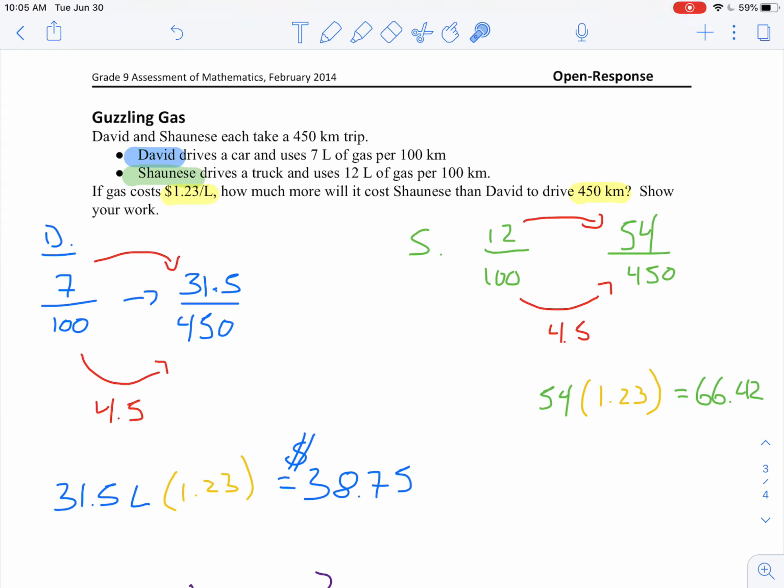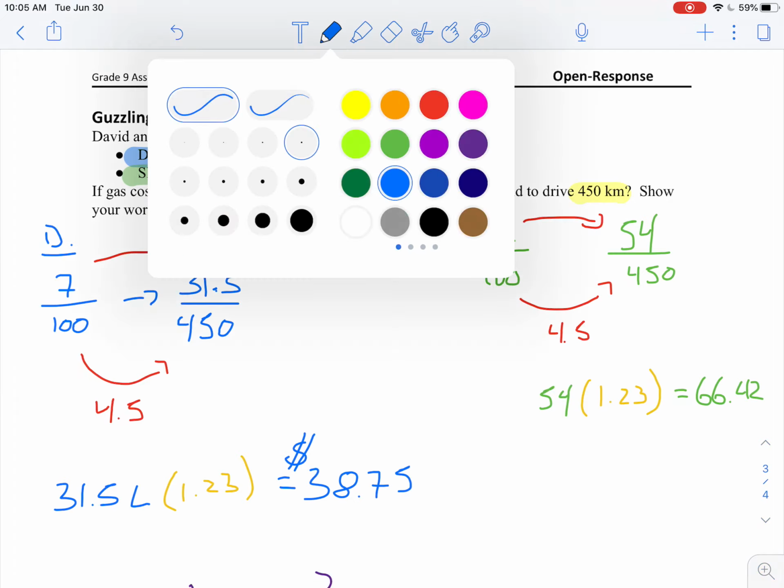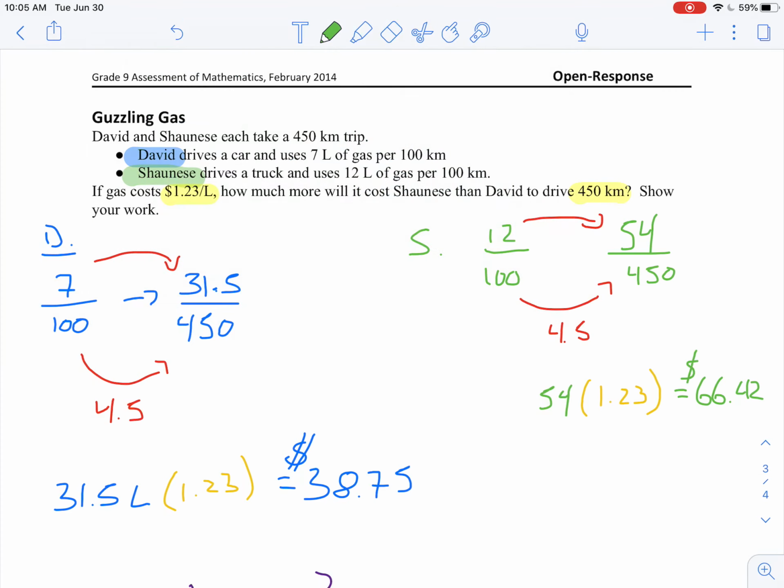Again, I need to turn this into 450, so I multiply 100 by 4.5. I do the same to the top as well. So this means that Shawnice uses 54 liters in order to go 450 kilometers. So 54 liters times the rate per liter, which is $1.23, it would be 66.42. So it's going to cost her $66.42 in gas in order to travel that far, right?